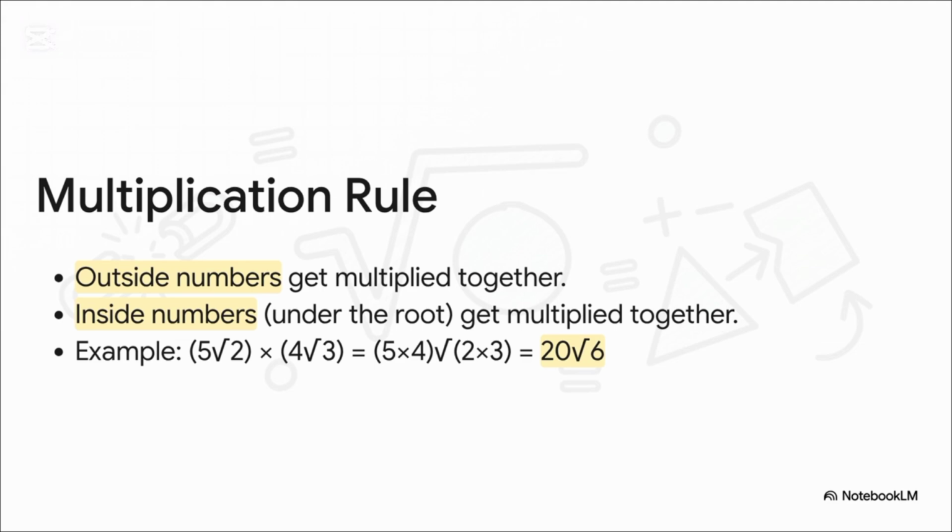Multiply the numbers on the outside, 5 times 4 is 20. Then multiply the numbers on the inside, 2 times 3 is 6. Stick it all back together, and you get 20 root 6. That's it, simple as that.